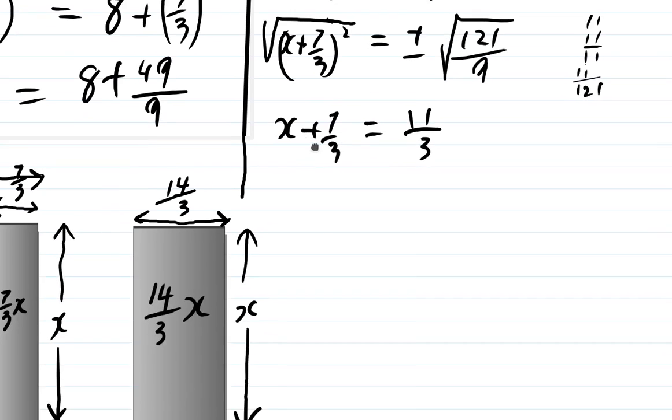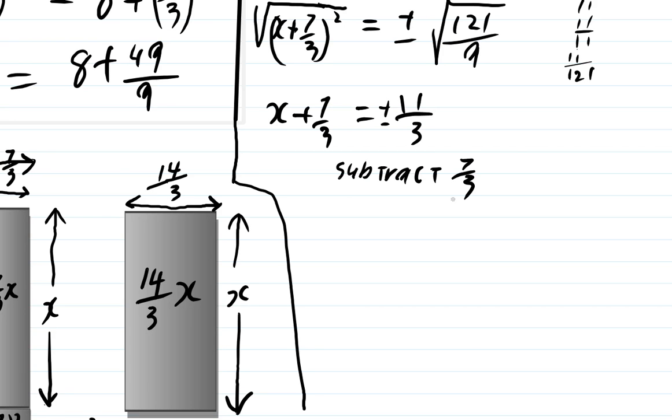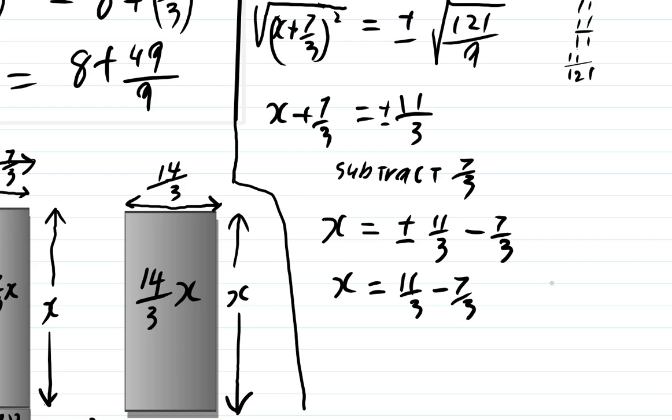Now, do we have any space under here? Let me just separate the work, not to confuse it with over here. So, what you have now is, remember, to keep the positive and negative there. What you do is subtract 7/3 from both sides. So you have x equals positive and negative 11/3 minus 7/3. So in one case, x is equal to positive 11/3 minus 7/3. And in the other case, x is equal to negative 11/3 minus 7/3.